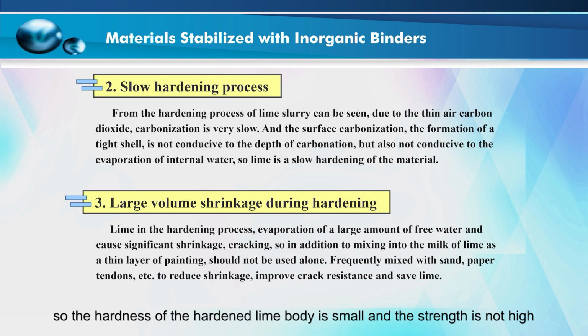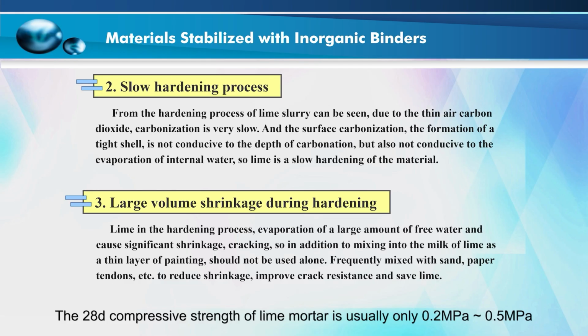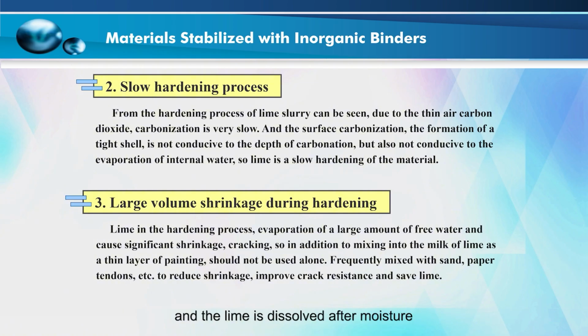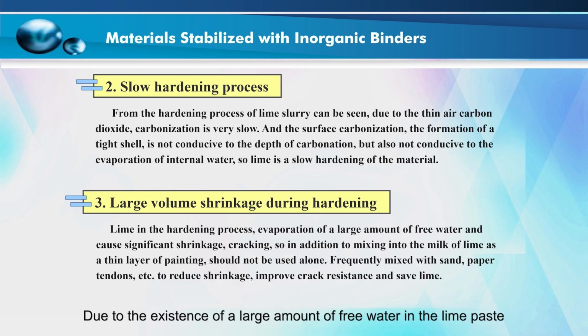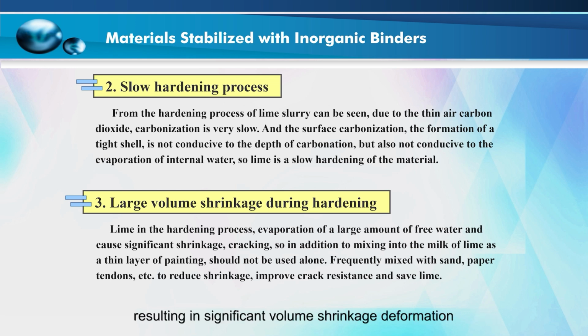So the hardness of the hardened lime body is small and the strength is not high. The 28-day compressive strength of lime paste is usually only 0.2 MPa to 0.5 MPa, and when the lime is dissolved after moisture, the strength is even lower. Due to the existence of a large amount of free water in the lime paste, a large amount of water evaporates during hardening, resulting in water loss and contraction of the internal capillary tubes, resulting in significant volume shrinkage, deformation, and cracks in the hardened lime body.